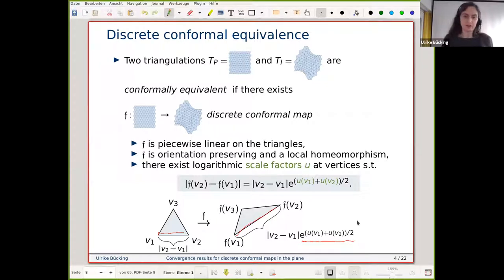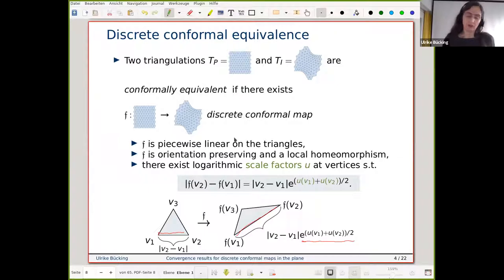Now this is very nice to observe because this allows us to construct specific images. I want to approximate a specific given smooth conformal map later on. And these scale factors just tell me how to obtain the triangles in the image triangulation. Given them, I can build up all these triangles, glue them together, and then I have this image triangulation, which I take as the corresponding discrete conformal map.